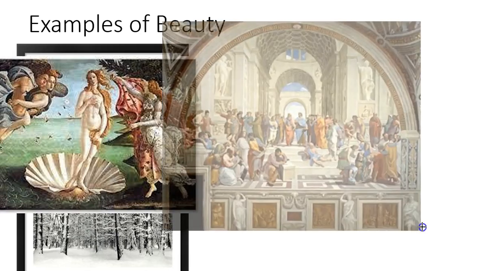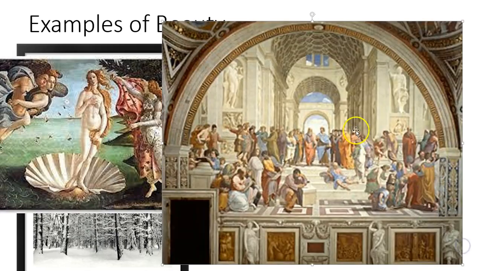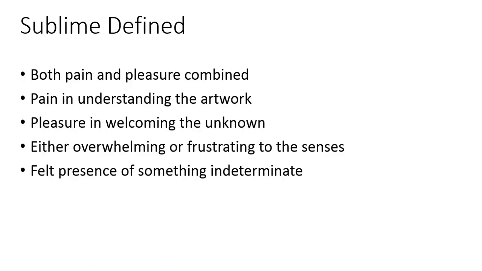And again, that effect is individual. But you can see where it's coming from in the composition. Okay, so that's what beauty is. The sublime is different. Let me go to the sublime now. With the sublime, there's both a pain and a pleasure in the image, or in the experience of it. Okay, there's a pain in understanding it. There's something either frustrating or overwhelming in it.